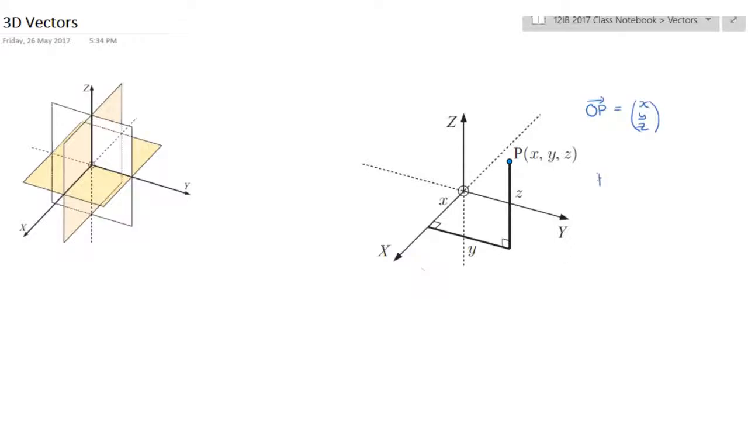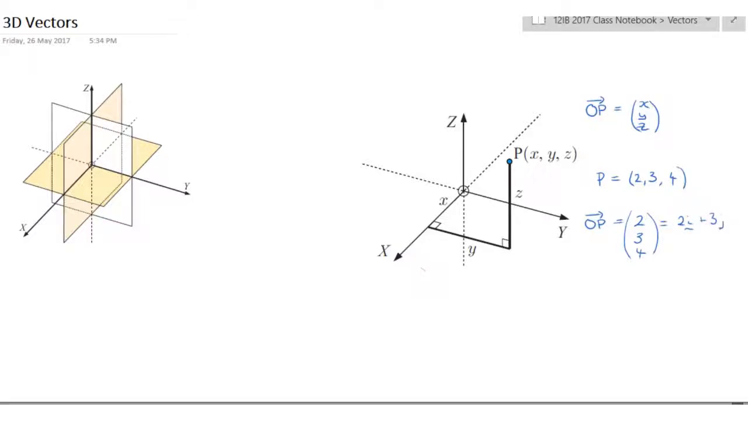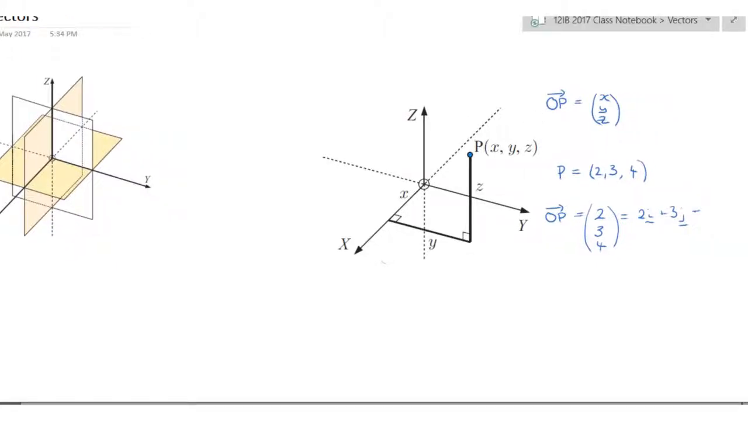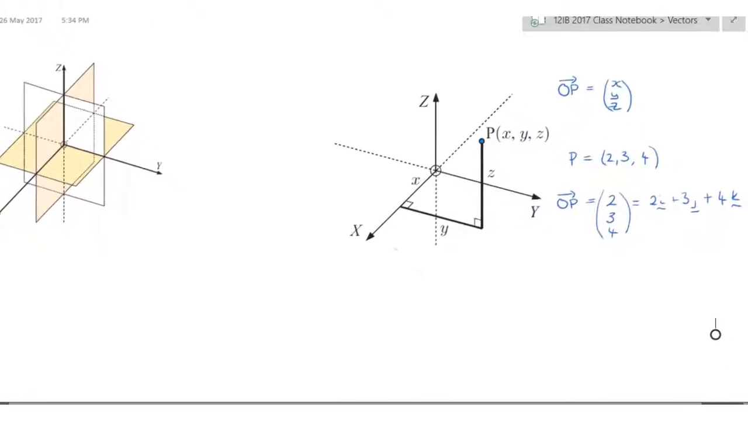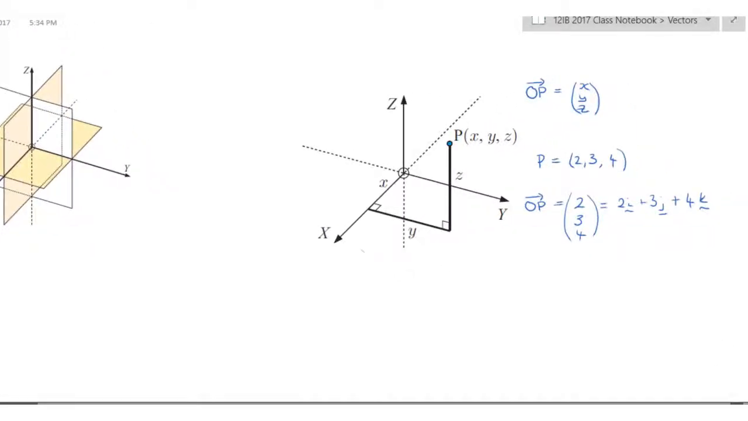So, for example, let's say that P has the coordinates 2, 3, 4. That means OP will be the vector 2, 3, 4 in column vector form. Or if we're looking at it in the ijk format, it will be 2i plus 3j plus 4k. So k is our z unit vector.